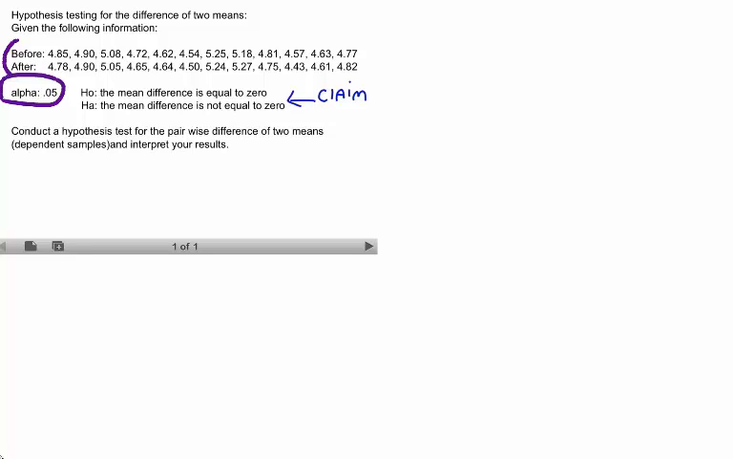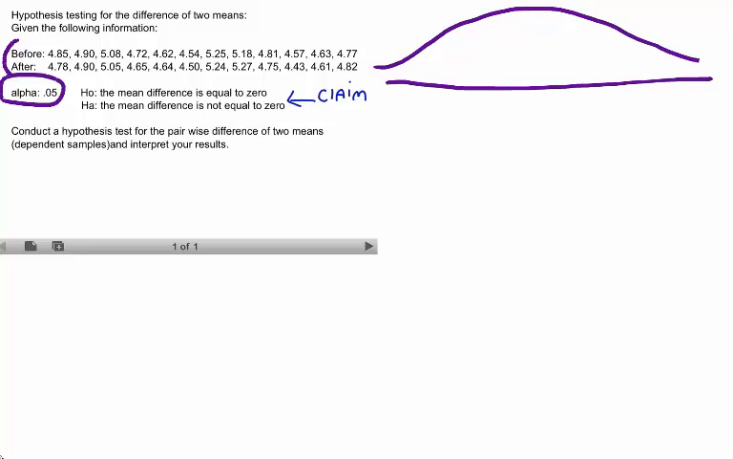Looking at our null and alternate hypotheses, we see that our null hypothesis, H0, states that the mean difference is equal to 0. The null hypothesis always contains a statement of equality or no effect, and so in this case, since we say our mean difference is equal to 0, we must say that HA, our alternate hypothesis, is not equal to 0, which indicates that we're conducting a two-tailed hypothesis test.